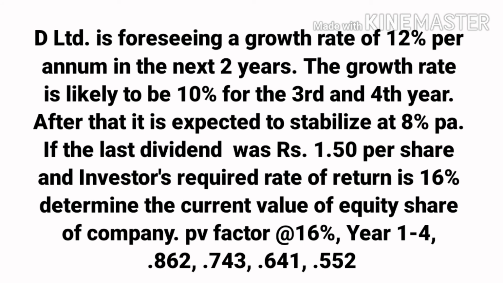D Limited is foreseeing a growth rate of 12% per annum in the next 2 years. The growth rate is likely to be 10% for the third year and fourth year. After that, the growth rate is expected to stabilize at 8% per annum. If the last dividend was Rs 1.5 per share and the investor's required rate of return is 16%, determine the current value of equity share of the company. The PV factors at 16% for years 1, 2, 3, 4 are 0.862, 0.743, 0.641, and 0.552.